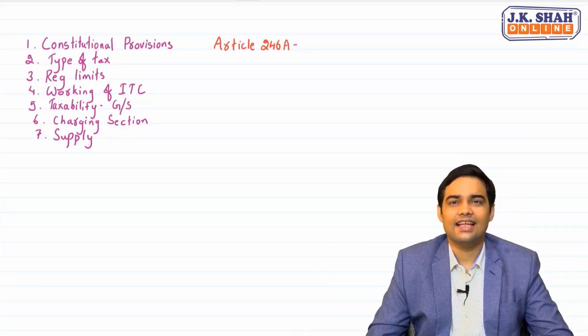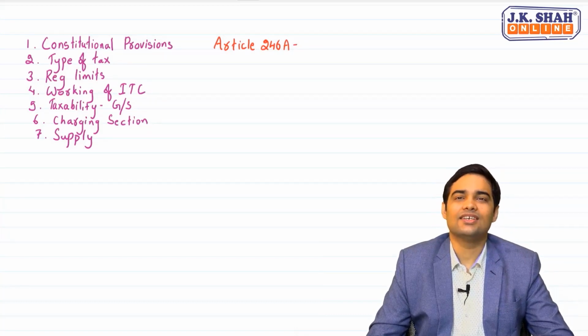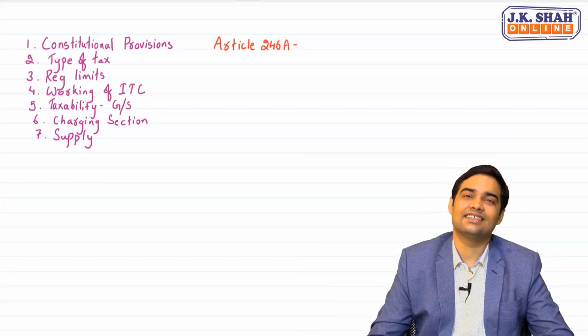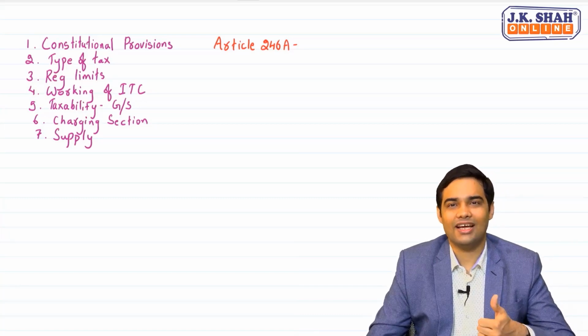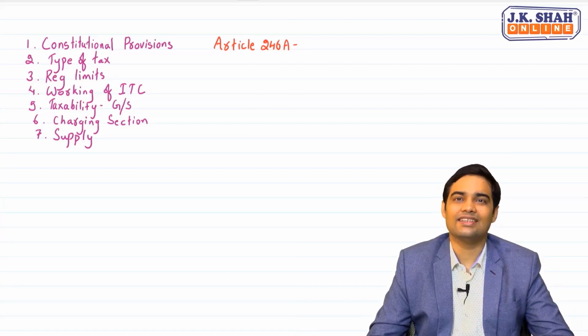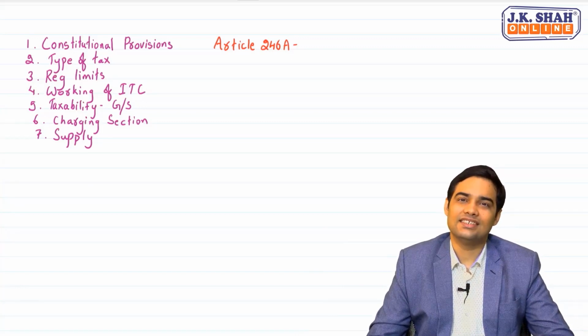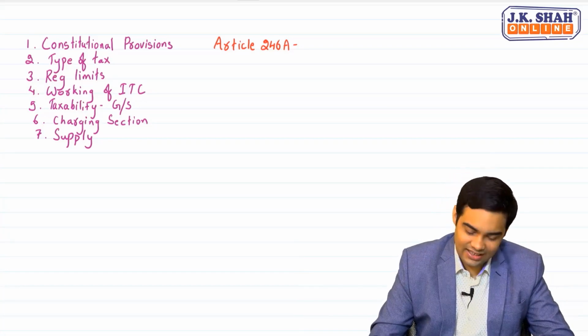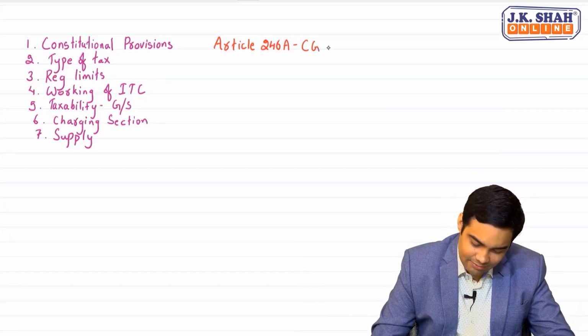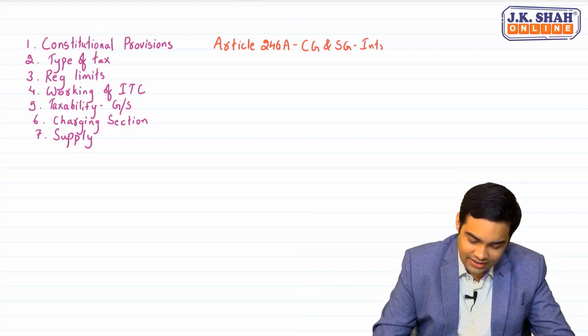It says that central government and state government would have concurrent powers to levy GST on any intra-state supply. There is an intra-state supply. This is a supply within the state where the supplier's location and the place of supply, that is consumption, is in the same state. Then we would charge CGST plus SGST. So Article 246A gives the power where central government and state government would levy GST on intra-state supply.